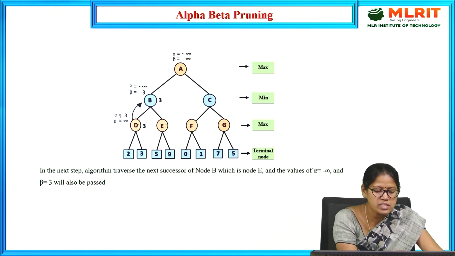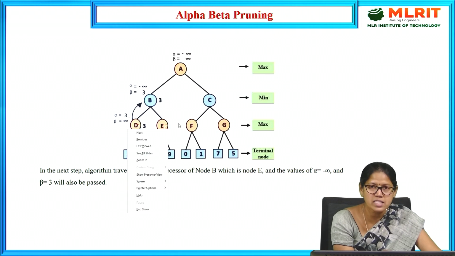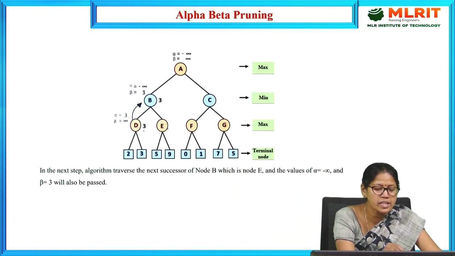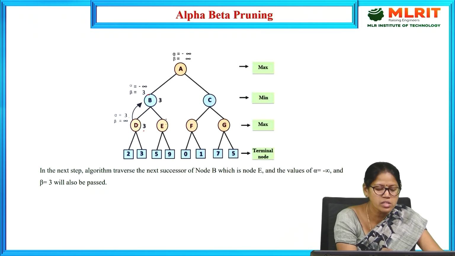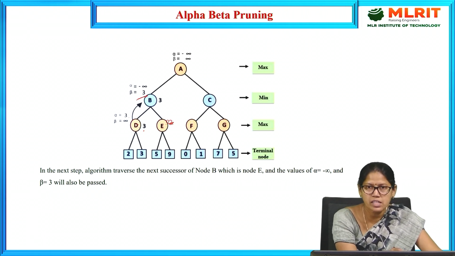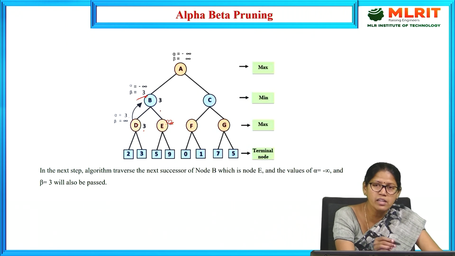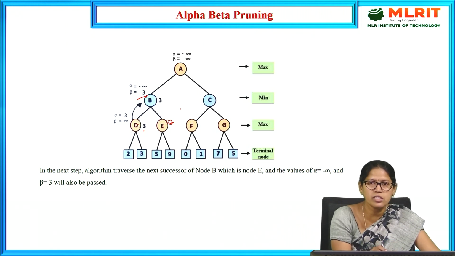So 3 is already assigned. So D value is 3. E is not assigned. Initially it will take beta equal to 3 at the min level, because here it is not decided yet. So whatever value is there, it will take that value. After deciding, if any changes are there, then it will change that value.